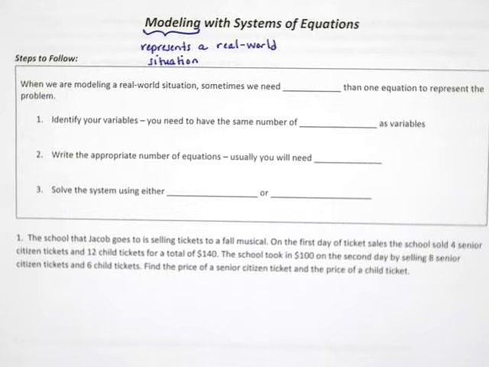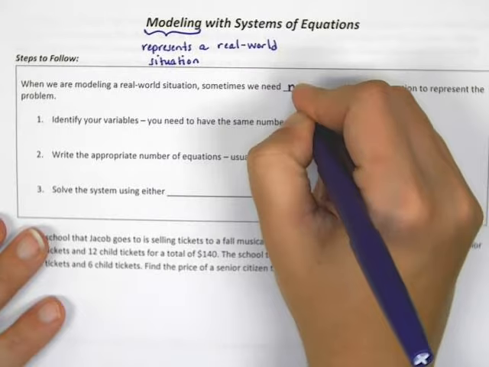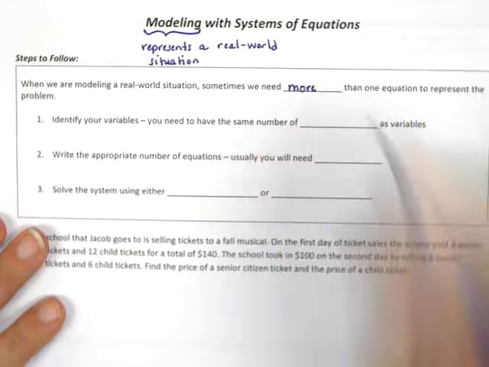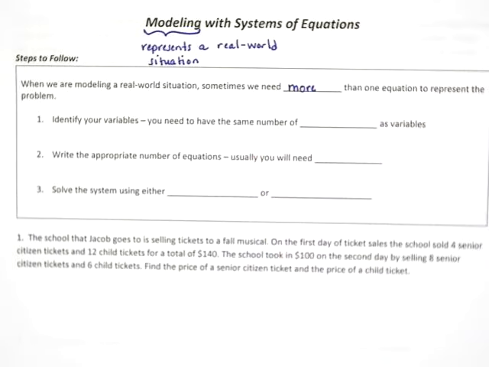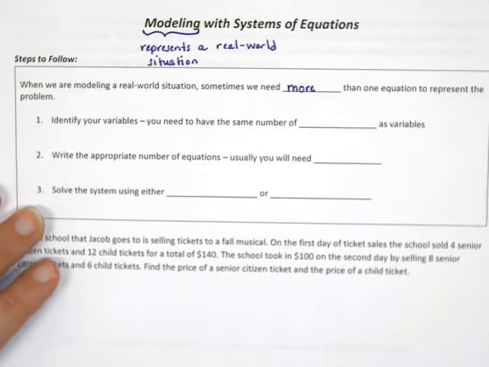So when we are modeling a real world situation, sometimes we need more than one equation in order to solve it and represent the problem. When you're trying to set up these problems, there are a couple steps that we can follow to make our lives a little bit easier. So the first step would be to identify our variables.